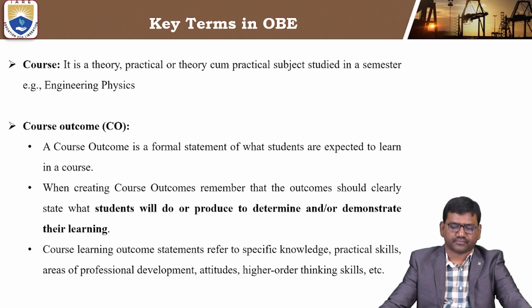Course outcome. A course outcome is a formal statement of what students are expected to learn in a course. When creating course objectives, course outcomes, remember that the outcomes should clearly state what students will do or produce to determine or demonstrate their learning. So, course learning outcome statements refer to specific knowledge, practical skills, areas of professional development, attitude, higher order thinking skills.